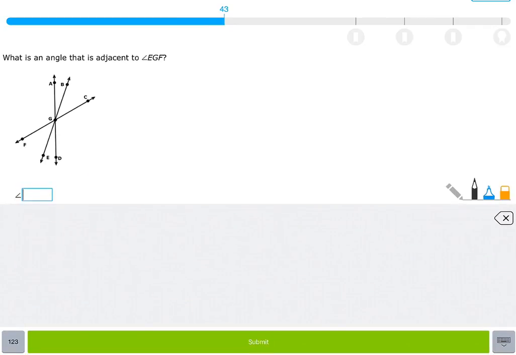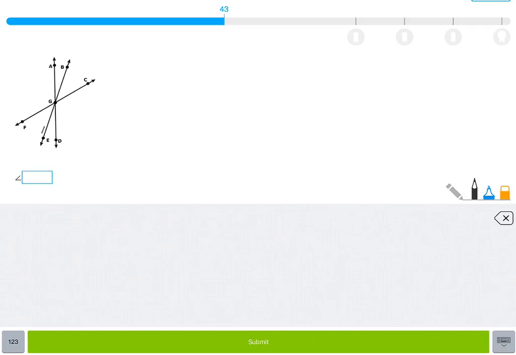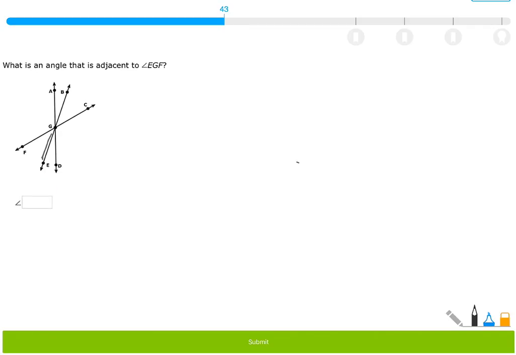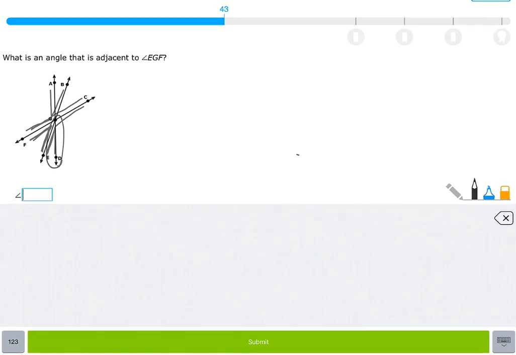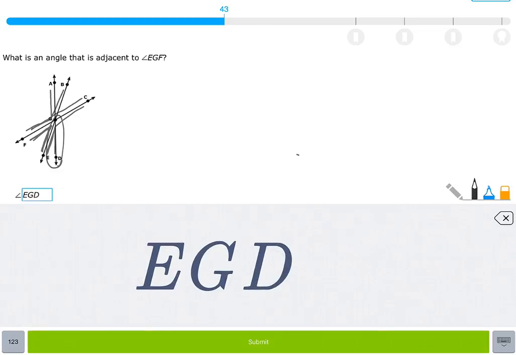Okay. What is an angle adjacent to EGF? Okay, so E to G to F. So adjacent to this one, oh, there's a bajillion possibilities. We could go with FG almost anything. FGA would work. FGB would work. FGC would work, or you could go on the other side. You could go EGD, EGC, etc., etc. Let's do EGD. There we go.